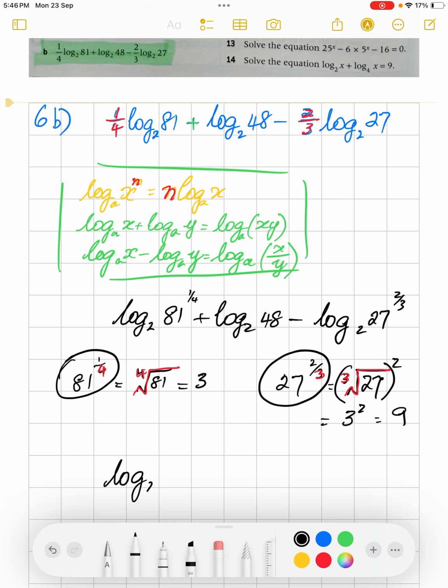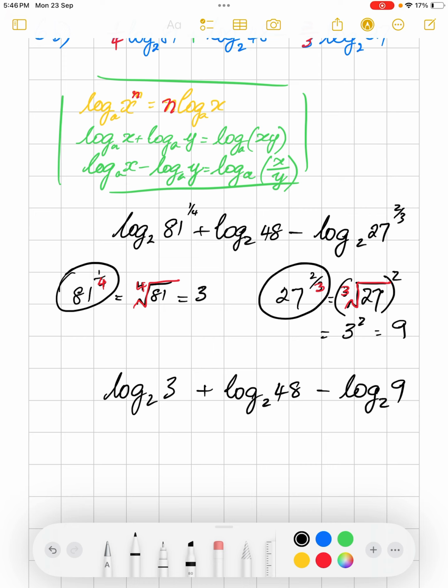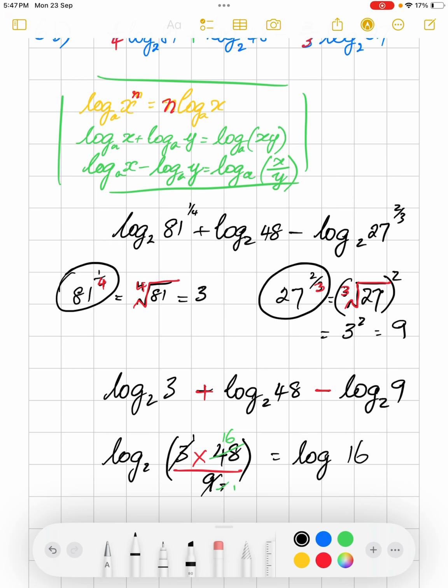And let's see what we have now. The log of 3 to base 2 plus the log of 48 to base 2 minus the log of 9 to base 2. Now we use these green property laws that I've written up above, and we write the log to base 2. That 3, because that's a plus, we will multiply by the 48. And because this is a minus, we will divide by the 9. And we've almost finished. So that 3 cancels into 9, 3 cancels into 48. 3 goes into 3 once, 3 goes into 48 16 times. And we finish by saying this is the log of 16 to base 2.